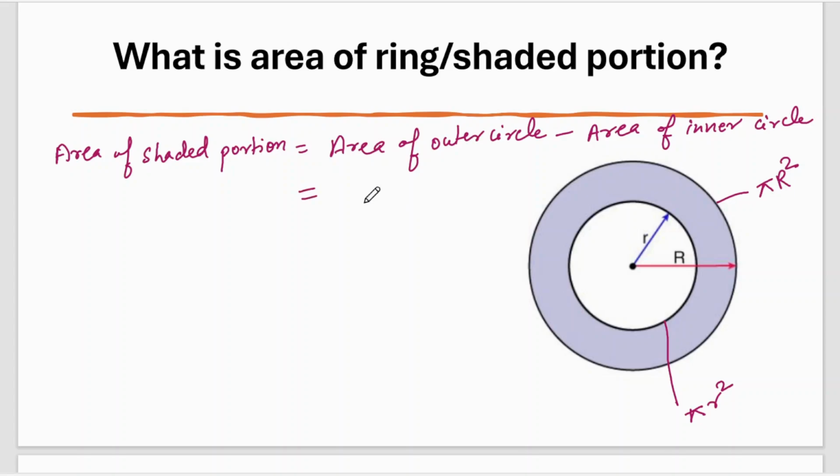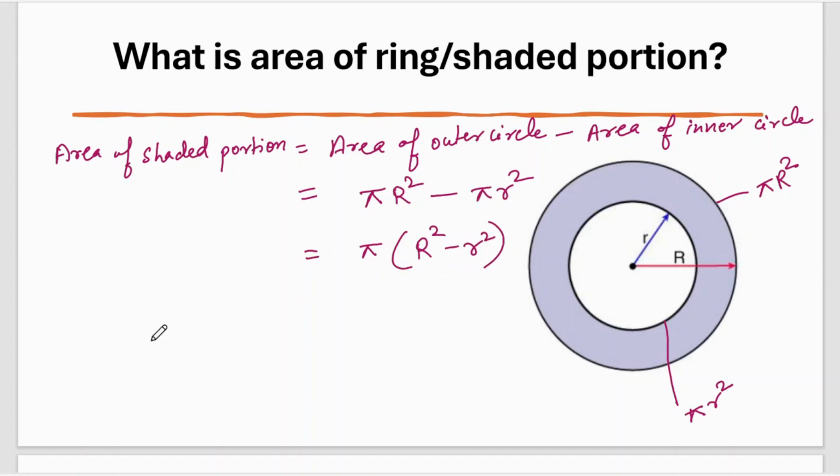So what is the area of the outer circle? It is pi capital R square. And what is the area of the inner circle? It is pi small r square. So you can see we have pi as common. So we can write this as pi times R square minus r square.